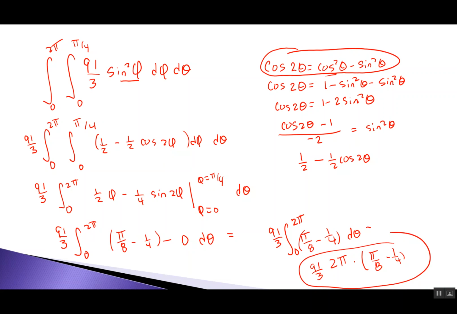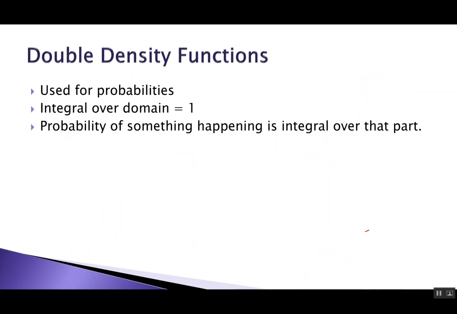Okay, moving on. We have one short little topic at the end called double density functions. When you start to take your probability classes, you'll learn more about these. Here's what you need to have a double density function. The integral over the entire domain of the function must be 1. And what it is is the probability that something will happen. So if you want the probability that something happens over some part of the domain, you just take the integral over that part of the domain.